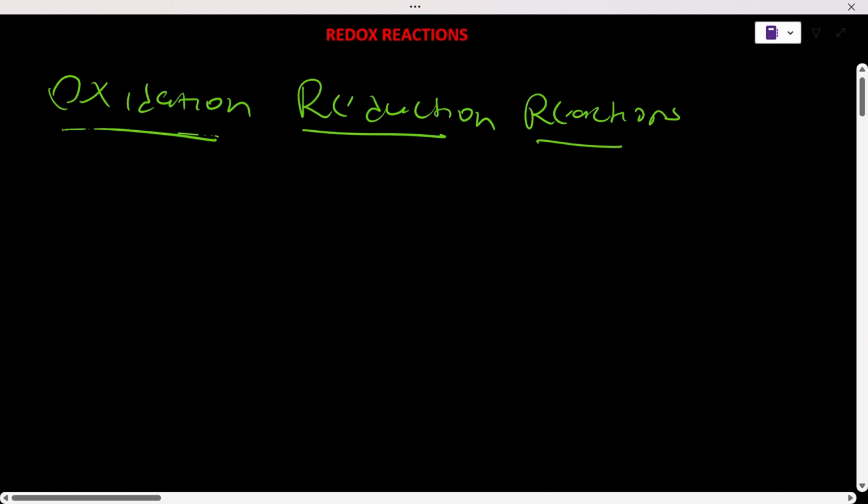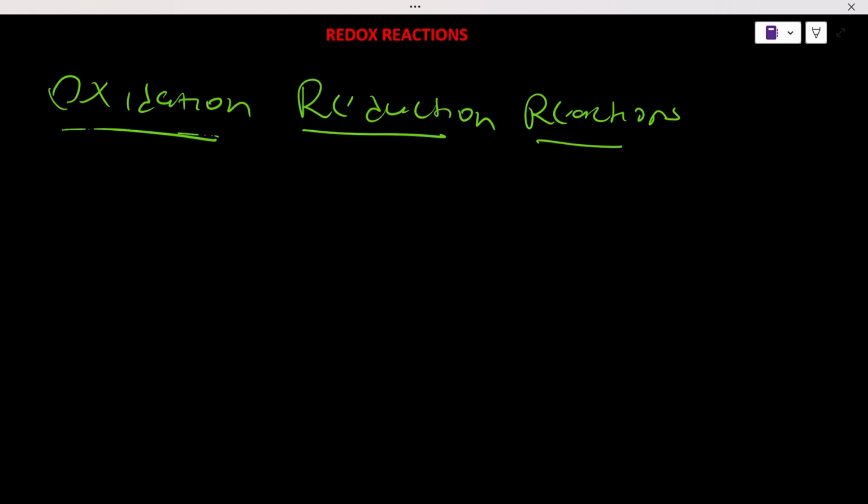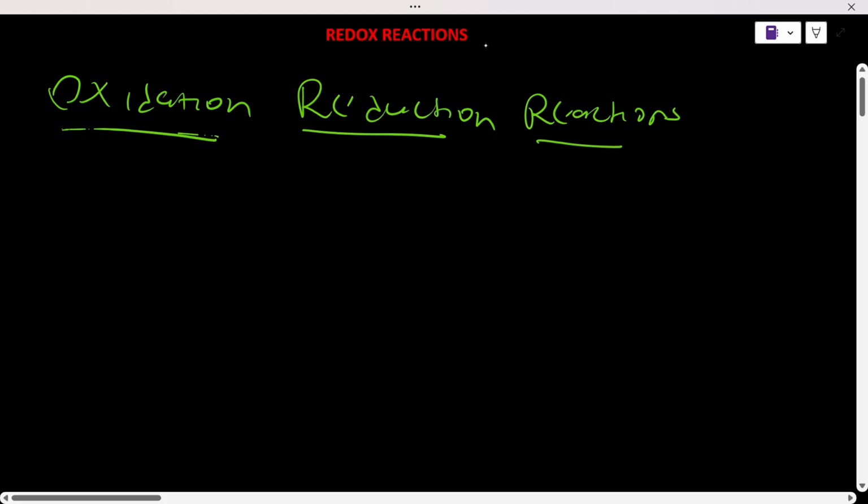And based on that, I want us to try and dig deep into this and see what we have to understand here. First objective here, I'm going to define oxidation reduction reactions.